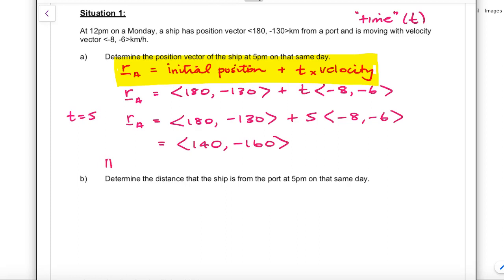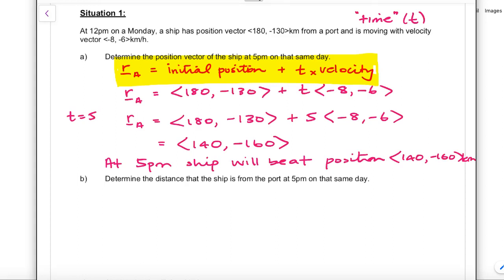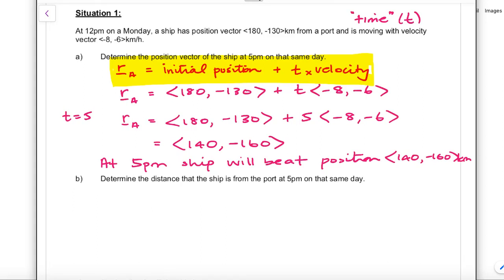So we could say at 5 p.m. the ship will be at position 140, -160 kilometers from that port.